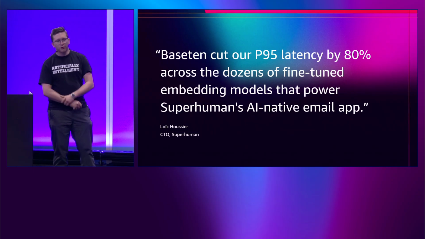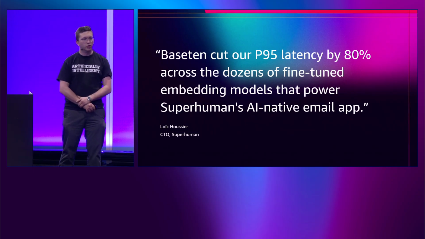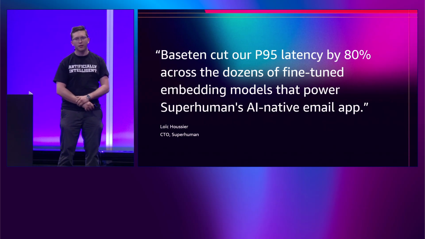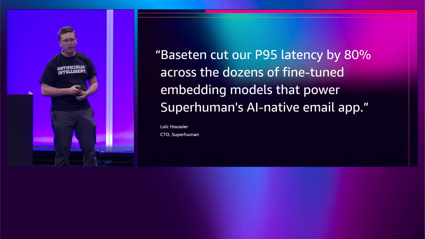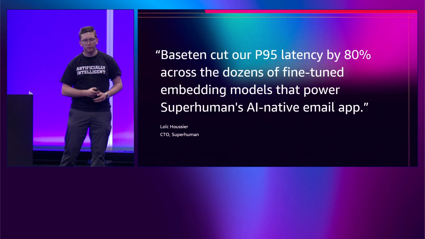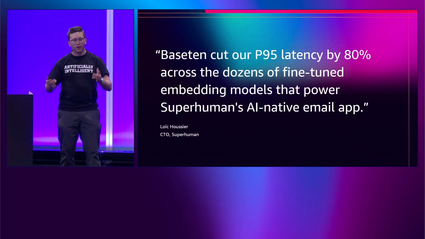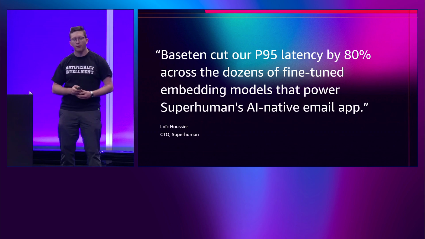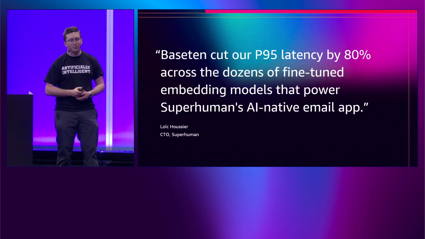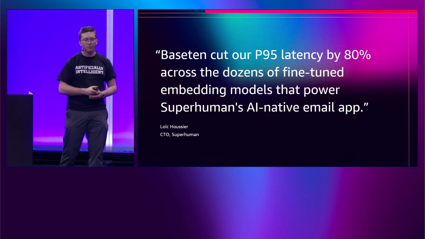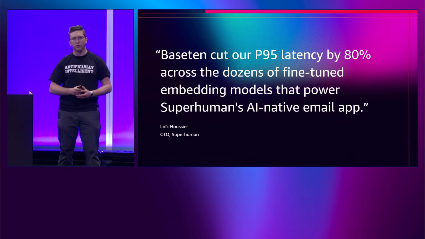And a customer of ours who's using this is Superhuman. You might know them as, they were recently acquired by Grammarly, who then themselves rebranded as Superhuman. So Loic, he was the CTO of the original Superhuman email app. With this Baseten embedding inference, they were able to cut their P95 latency by 80% across tons of different fine-tuned embedding models that power key features in their app.